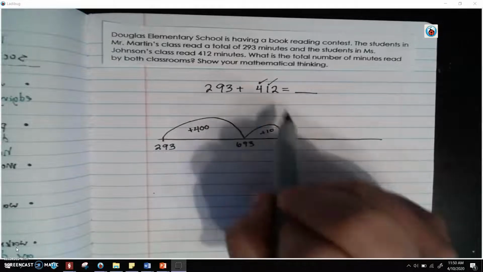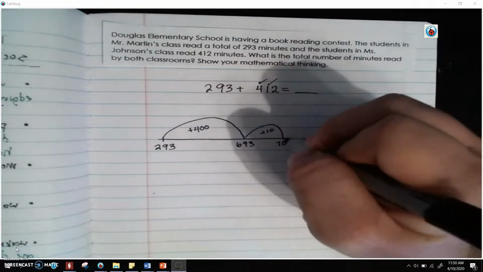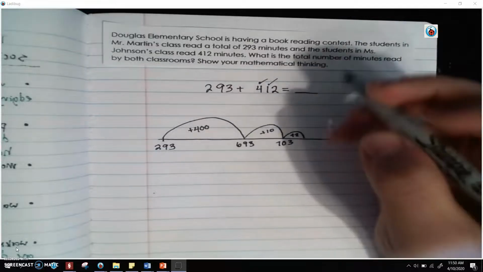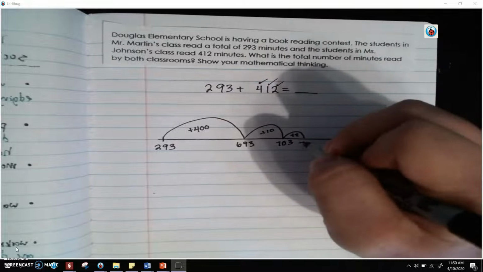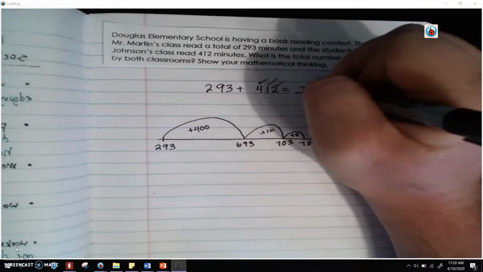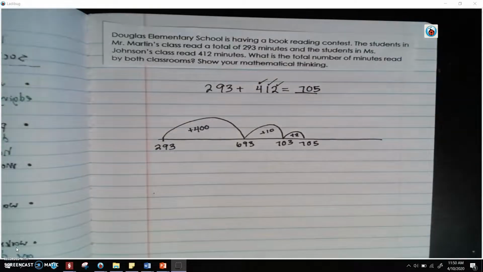and now I have 3 ones right here. I'm going to add these 2 ones. That's pretty simple. Plus 2. So 703 plus 2 would give me 705. Or 705. I'm going to double check to make sure I did everything.